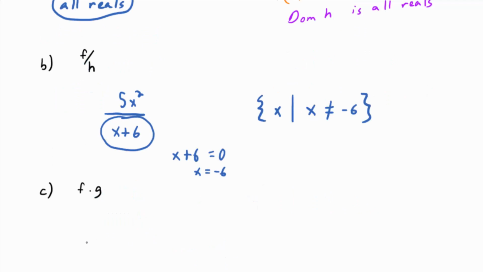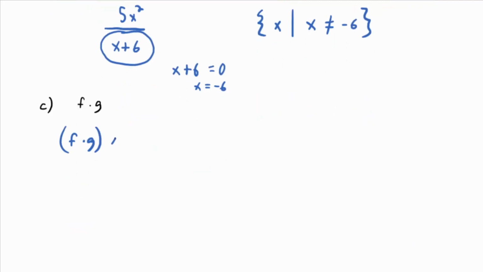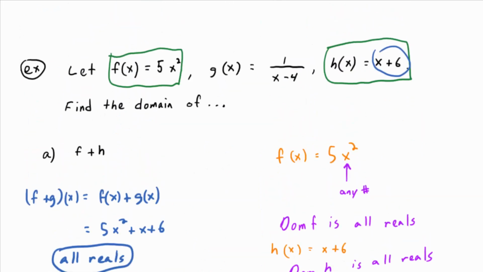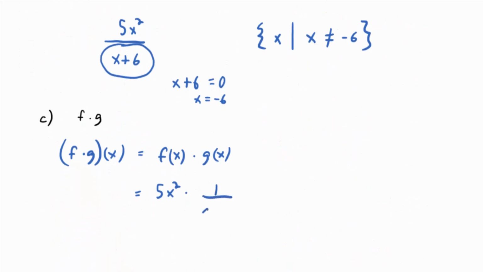Let me go ahead and do f times g. Okay, f times g, guys. Remember, f is 5x squared. So think about f times g of x. Remember, that breaks down to f of x times g of x by definition. And f of x is 5x squared, and g of x is 1 over x minus 4. So if you multiply straight across, you get 5x squared times 1 on top, or just 5x squared, divided by 1 times x minus 4 on the bottom.